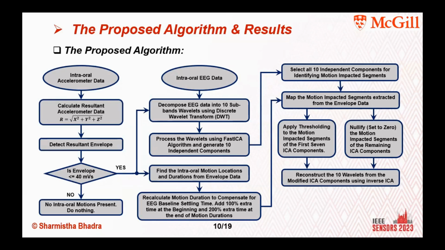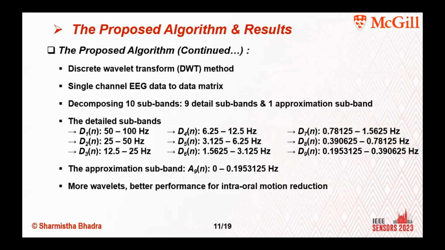Then we take those 10 independent components back, do an inverse ICA to get the wavelets, and then do an inverse wavelet transformation to go from the wavelets back to the EEG signal. So this is again explaining the same thing: we decompose the EEG signal into 10 wavelets. If we can use more wavelets, we can get better performance, but it also increases the computation time.